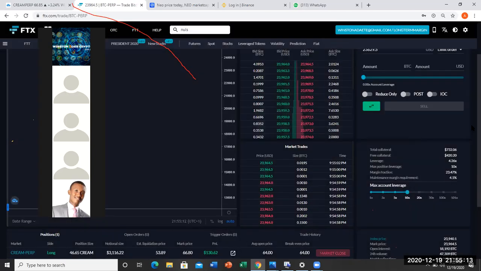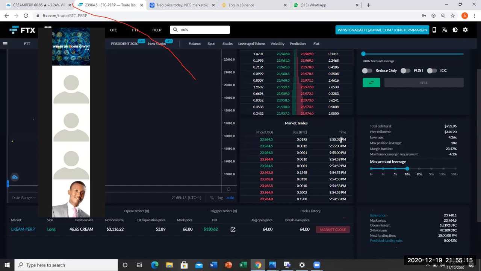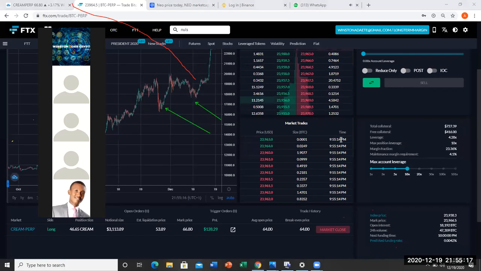Now this is what we have. This has reduced drastically. Okay, you can see I am on a cream pep long position. Just before I began this class, this was at close to $300. Now let me explain something.